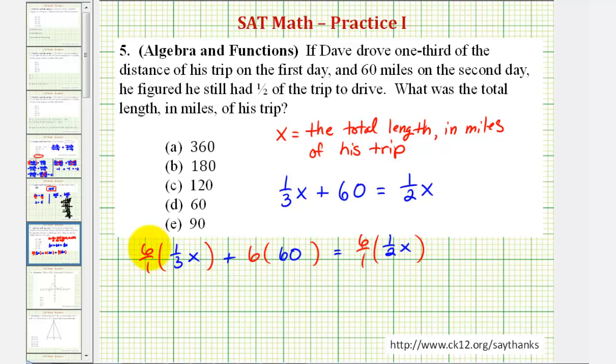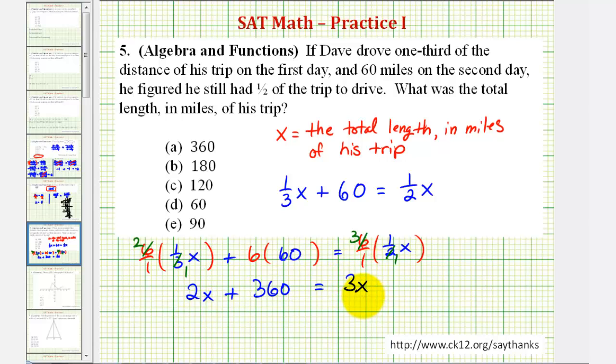Notice on the left, 6 and 3 share a common factor of 3. There's 1 3 and 3, and 2 3s and 6. So this product is 2x, plus 6 times 60 is 360. And on the right, 6 and 2 share a common factor of 2. There's 1 2 and 2, and 3 2s and 6. So this product is 3x.